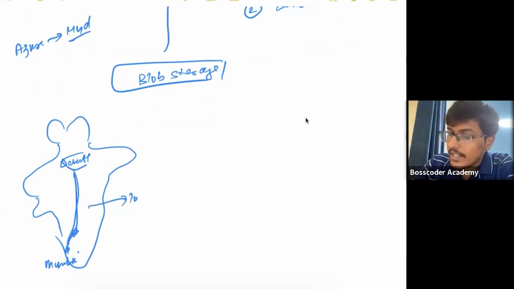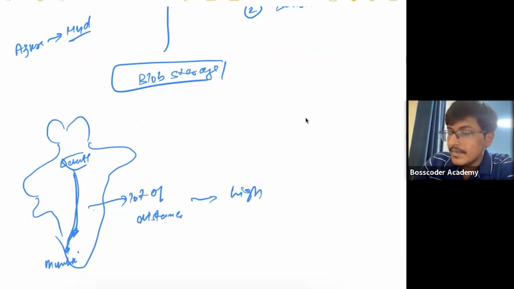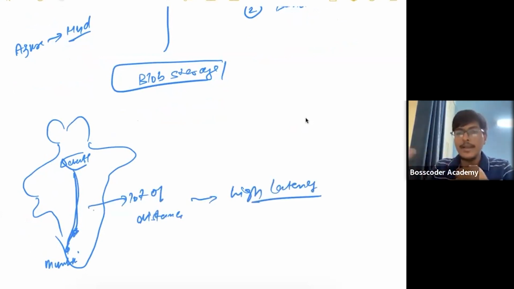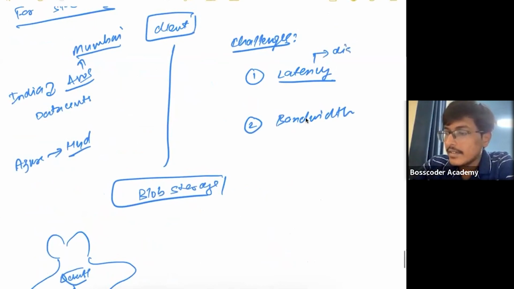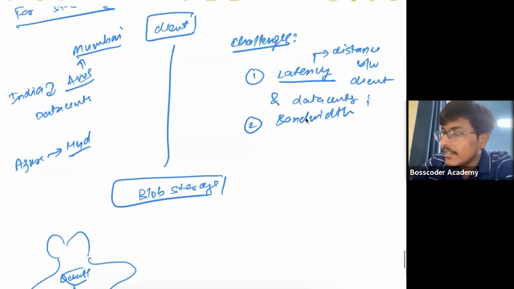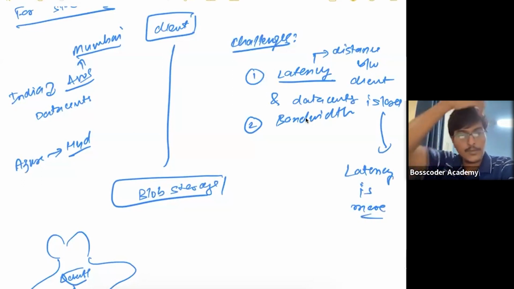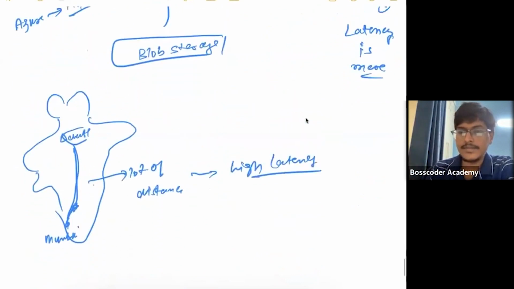This is a lot of distance, which will result in high latency, because now the network packet has to travel a lot of distance, which is going to take more time, right? So one thing is, because the distance between client and data center is large, the latency is more. Is this clear? A quick yes if this is clear.